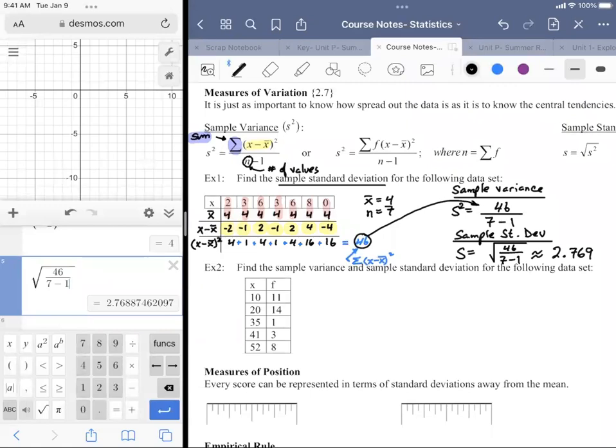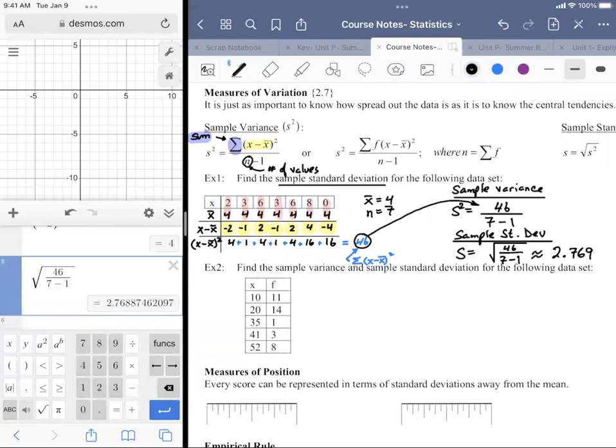Now, if you look at the second example, just looking at just the X column, we have some frequencies here, but just the X column, we're looking at a data set that seems to be more spread out than the previous one. In number 1, the smallest value is 0, the biggest value is 8. In number 2, the smallest value is 10, the biggest value is 52. That's a more spread out data set. So I would expect the standard deviation for this to be bigger. How much bigger? Well, we'll see, right?